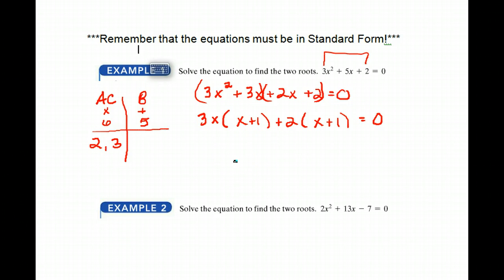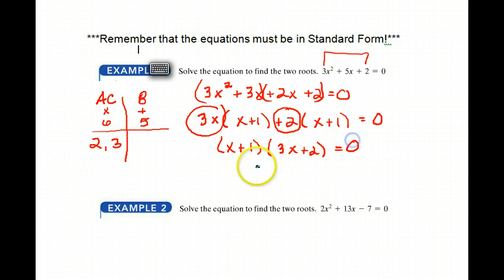We check to make sure that the groups that we just created were identical. They were. So we're going to bring down that group. We have x plus 1. Our second group is created from what we had left over. So we have 3x plus 2 and bring down that equals 0. At this point, everything is completely factored.